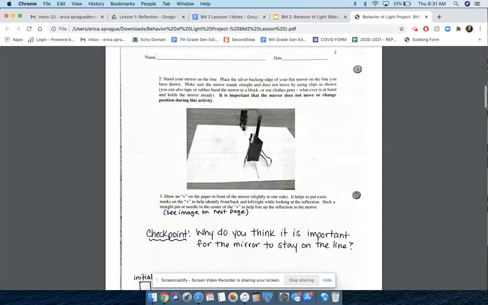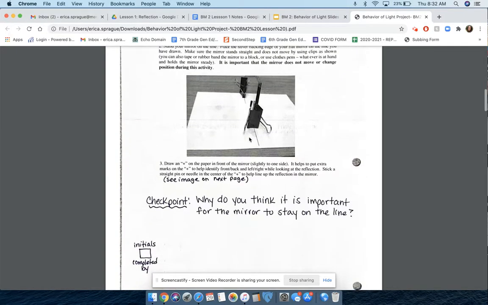Make sure that you have your mirror exactly on the center line and that it's positioned in the same place each time you start the lab. Do not move the mirror or change position during this activity. That can cause the image to go in a different location and you'd have to start over again.